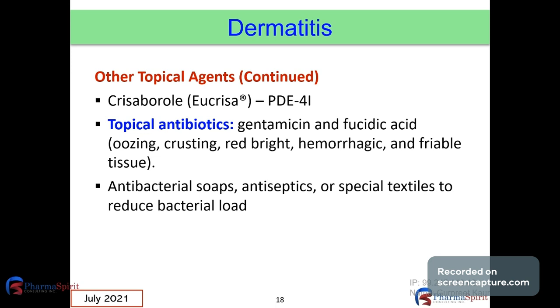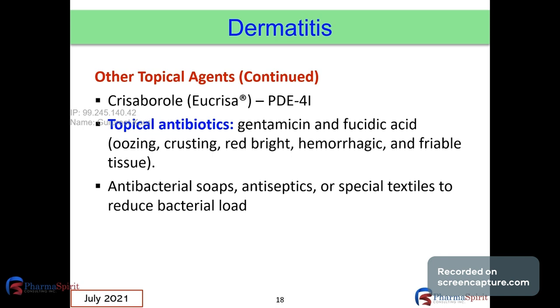What about antibacterial soaps, antiseptics, or special textiles like wipes? So these measures, the antibacterial soaps, topical antiseptics, and wipes, they are used to prevent skin infection in patients with dermatitis by lowering the bacterial count. So what they do is they reduce the number of the staph aureus on the skin, and this way they can reduce the risk of infection. And some studies show that they also can cause some improvement in dermatitis. However, they have no clear role in the management of dermatitis, like they are not included in guidelines in managing dermatitis.